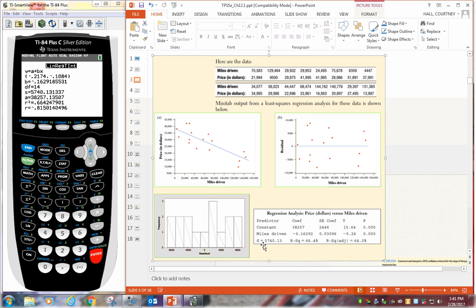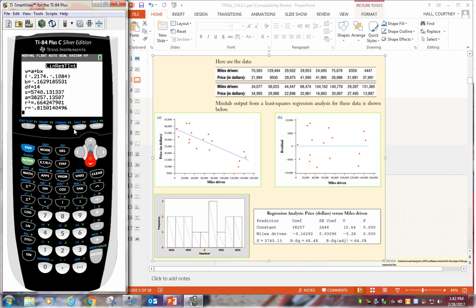Okay, and let's see, what else do we have here? We have the standard deviation of the residuals, 5,740.13, and then we have the R squared is 66.4. If you move the decimal 2 places to the right, you can see that. And then we have the T and the P if you just scroll down a little bit further.